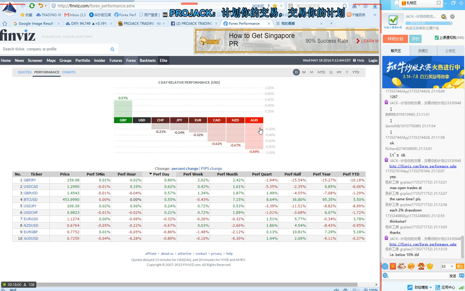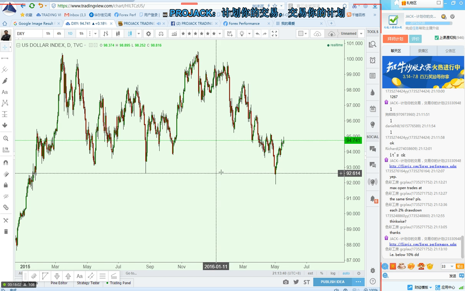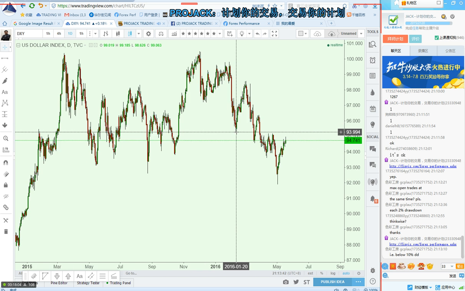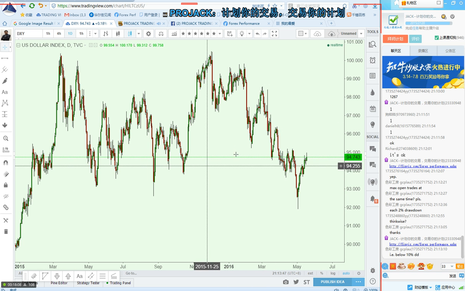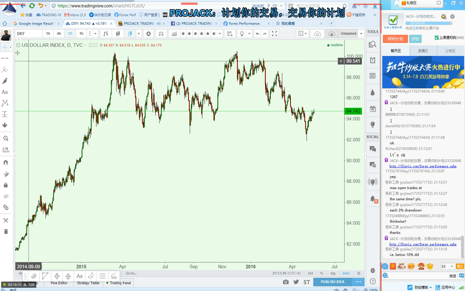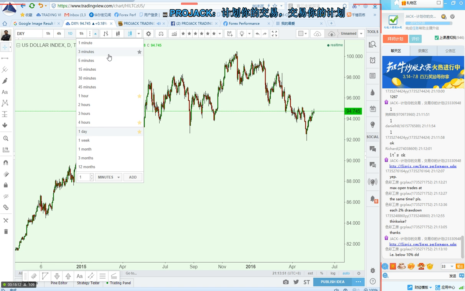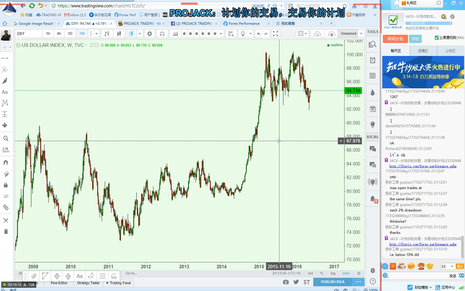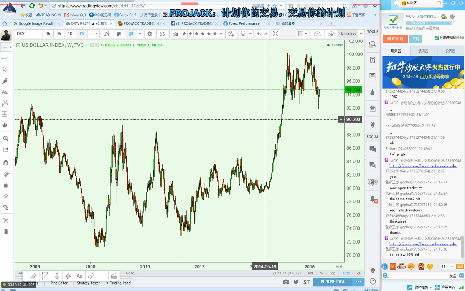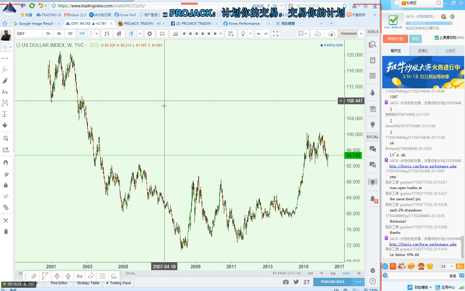Okay, let's talk about DXY. Let's come to the chart and look at the market. The first thing I will recommend, always use a higher time frame to analyze the chart, because the weekly chart or monthly chart will give you a bigger picture.